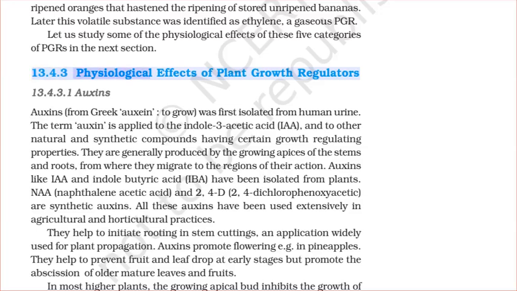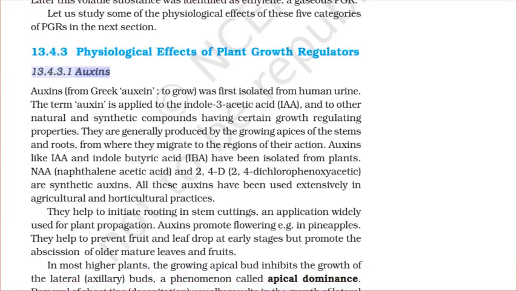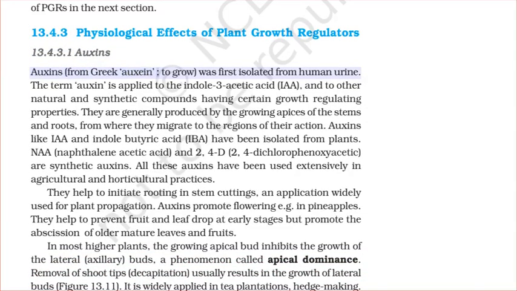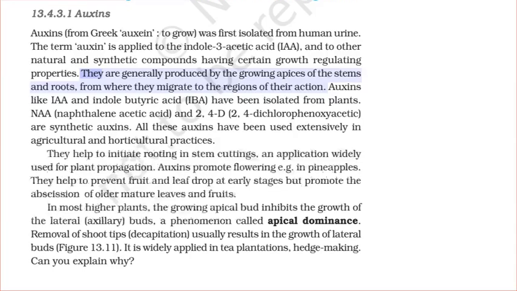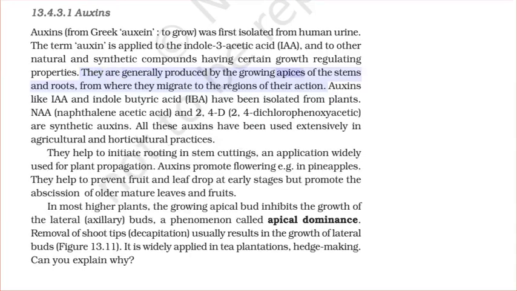13.4.3 Physiological effects of plant growth regulators. 13.4.3.1 Auxins. Auxins, from Greek auxein, to grow, was first isolated from human urine. The term auxin is applied to the indole-3-acetic acid, IAA, and to other natural and synthetic compounds having certain growth-regulating properties. They are generally produced by the growing apices of the stems and roots, from where they migrate to the regions of their action.